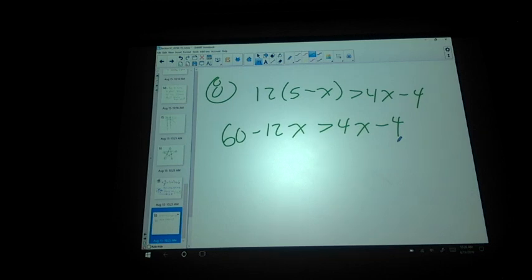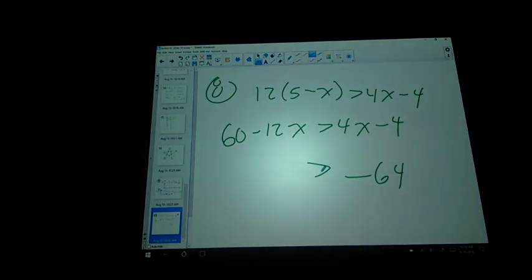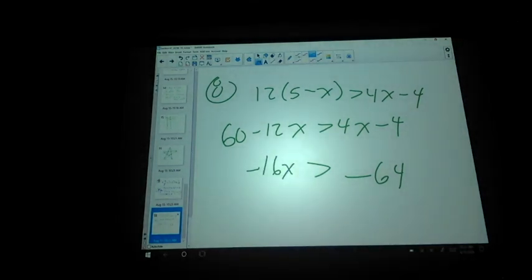And then let's see what we can do with this. Let's subtract the 60. So on this side, I'm going to get negative 64. And then I'm going to subtract the 4x. And so I'm going to get negative 16x over here. Now, big thing takes place here. Dividing by the negative. So what's going to happen to that sign? Flip. It's going to flip over. So it's going to go this way now.